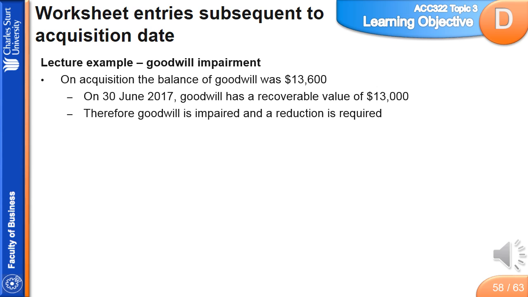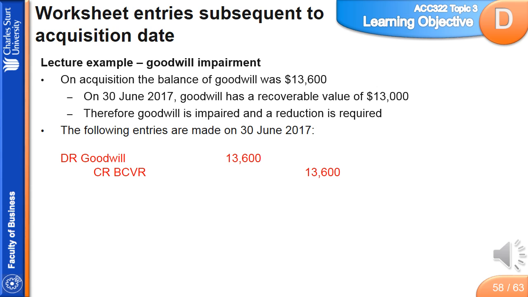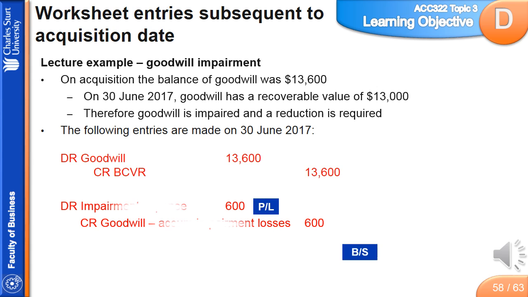So the following entry would need to be entered. As at 30th of June 2017, we would debit goodwill by the original amount, $13,600, and we would credit the BCVR account, $13,600. However, afterwards, we would then debit impairment expense by $600, and then credit goodwill accumulated impairment losses, $600. And that would happen within the 2017 accounts.